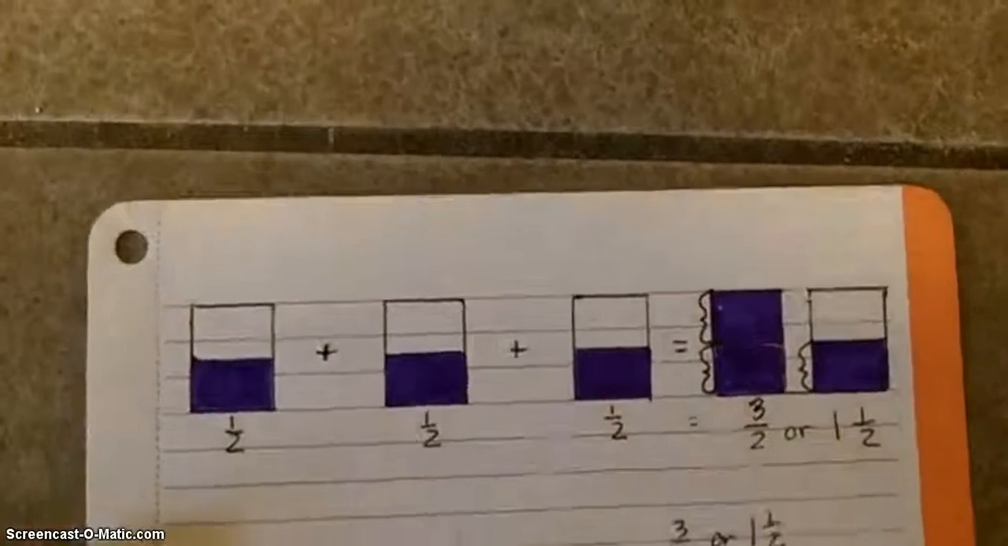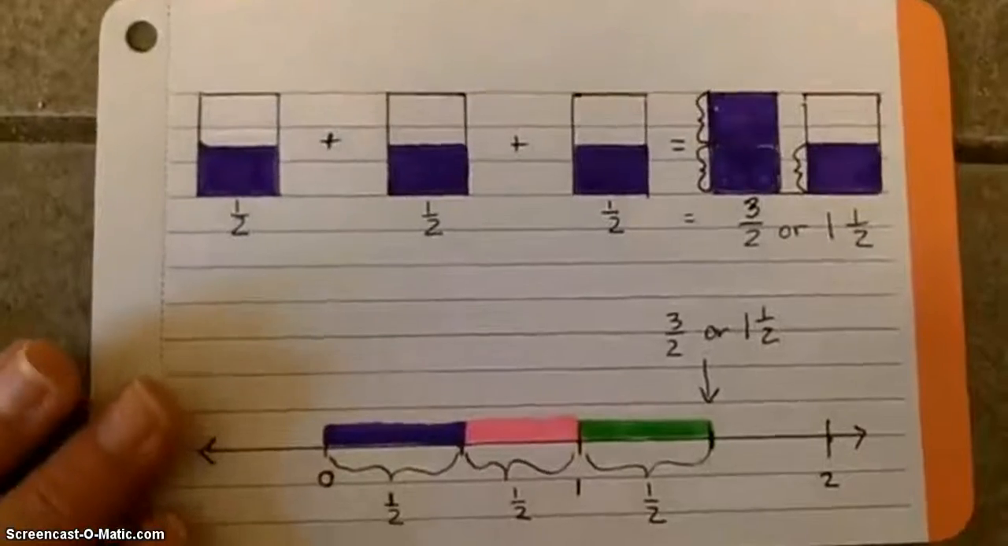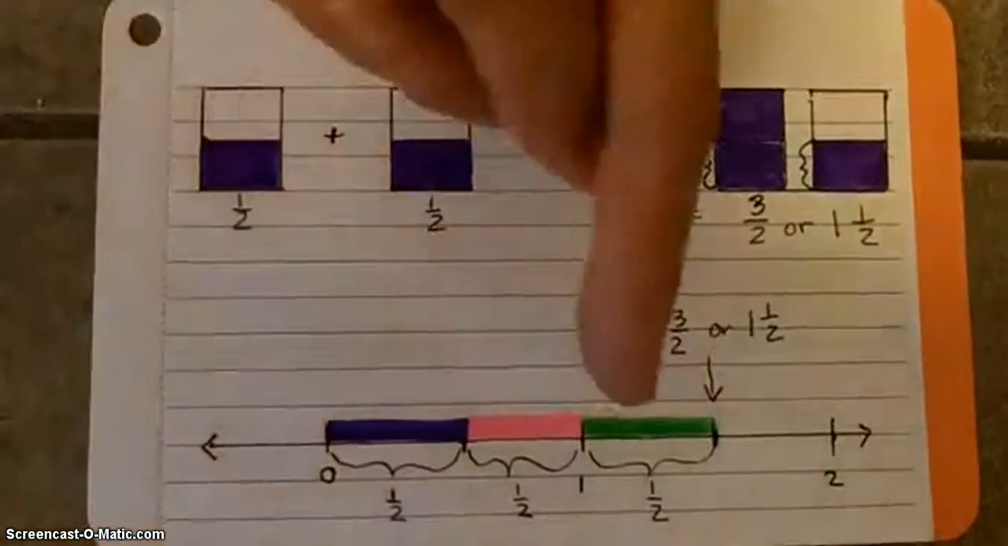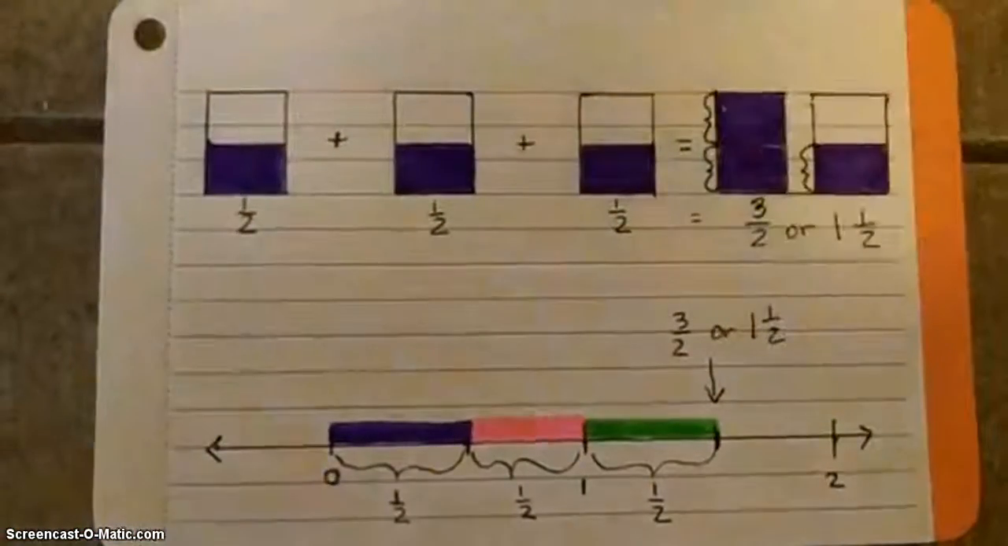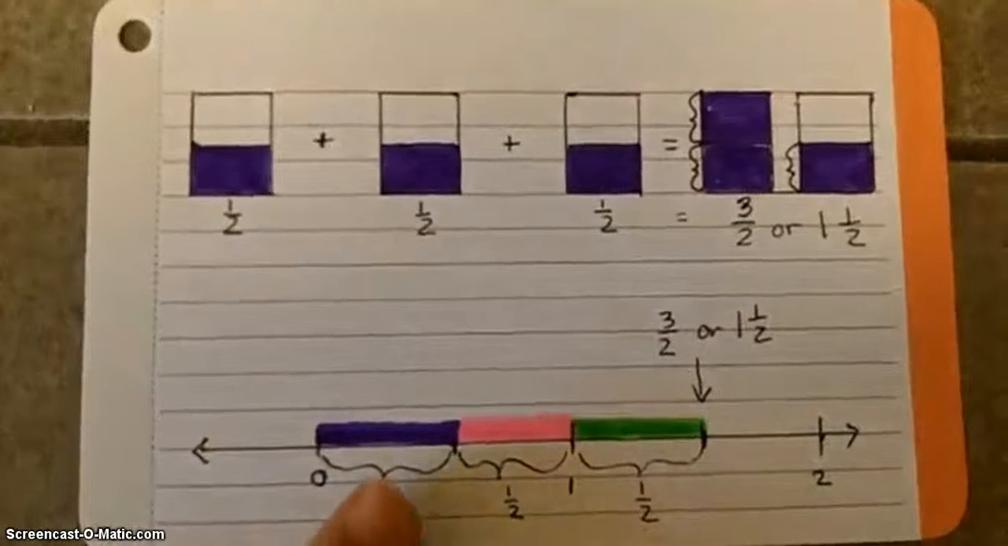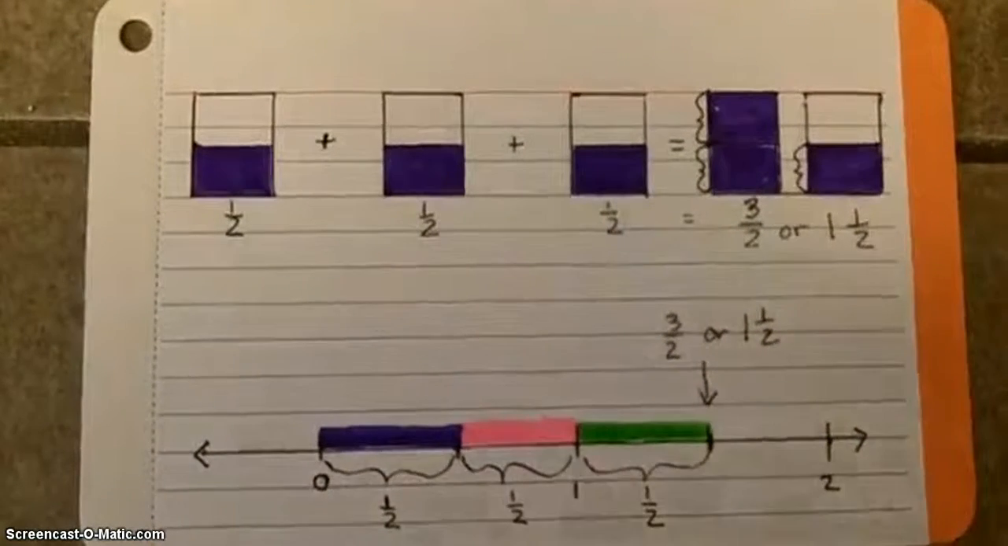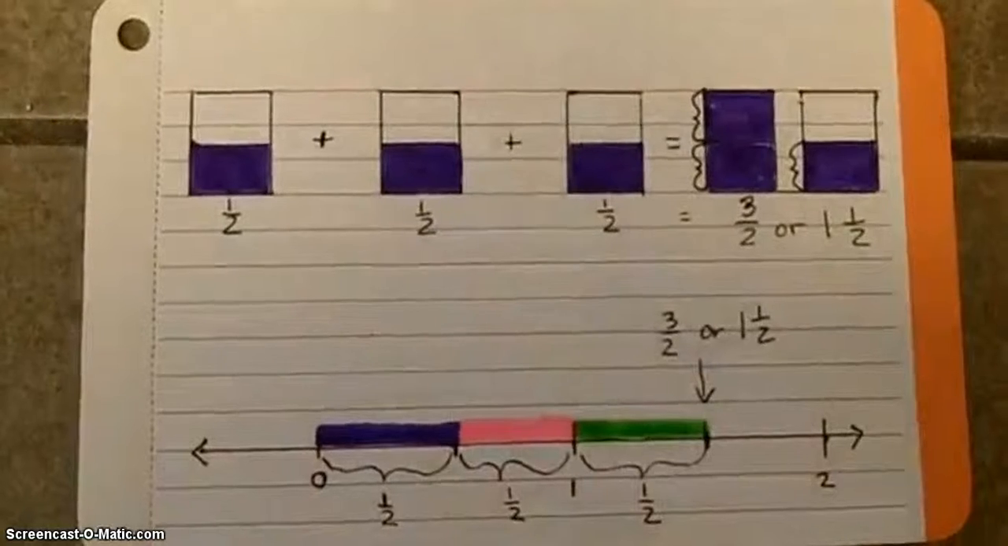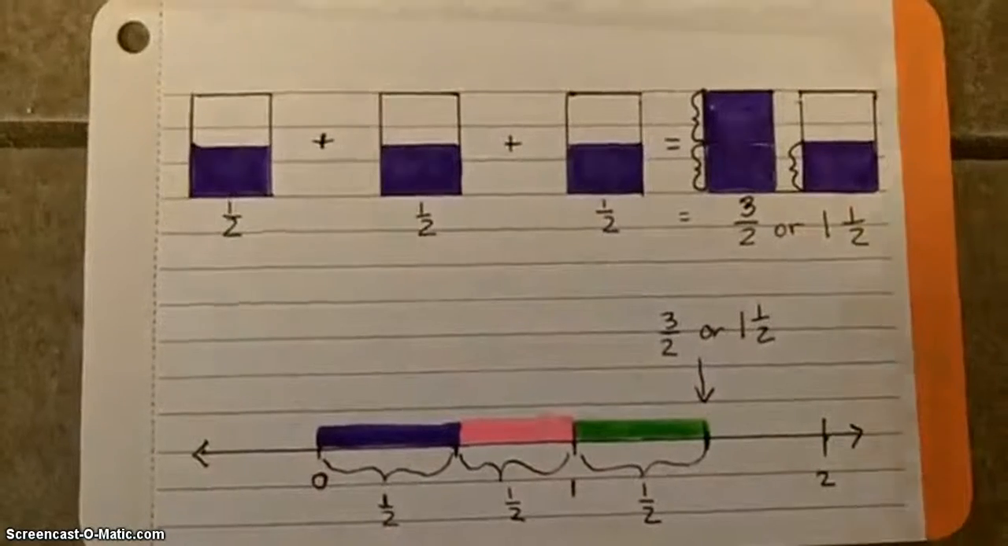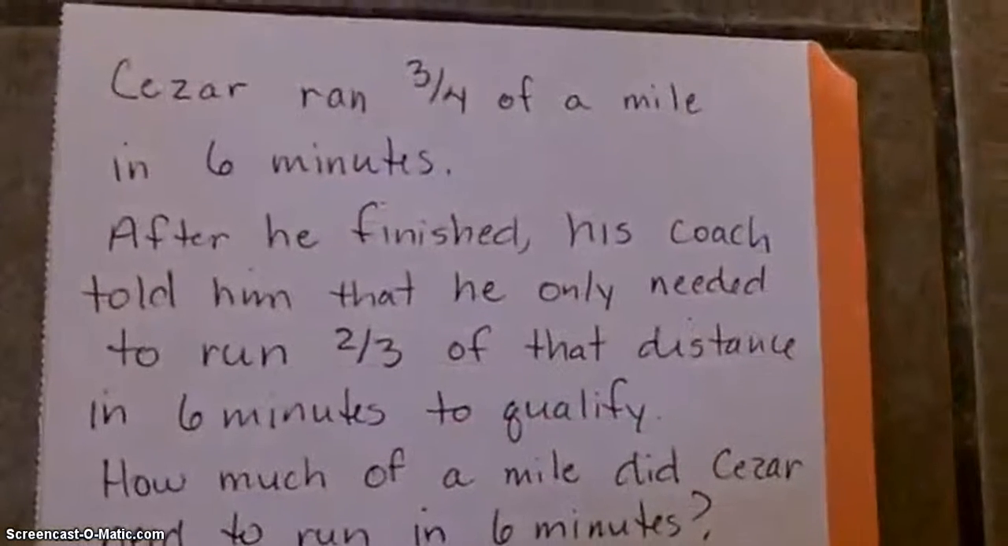Another way to represent this is to use a number line. Here I have a whole and then 2 wholes. If I take 1/2 plus 1/2 plus 1/2, I get 1½, which is the same as 3 sets of 1/2, or 3 times 1/2.